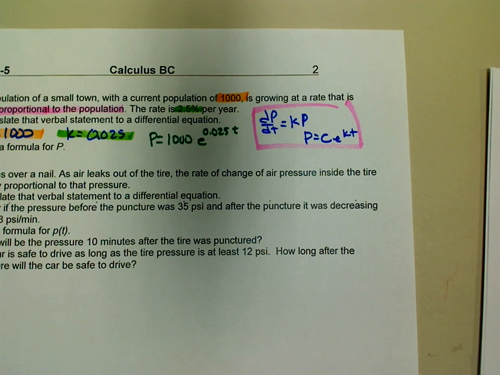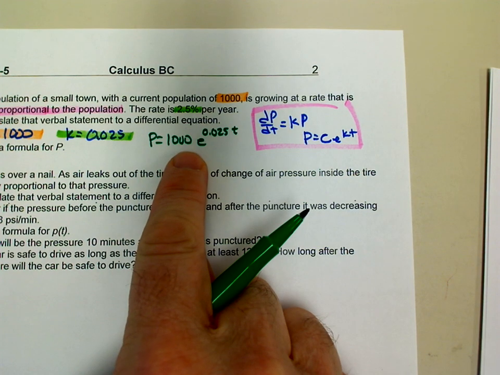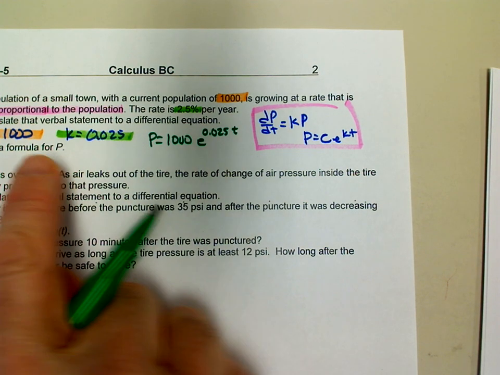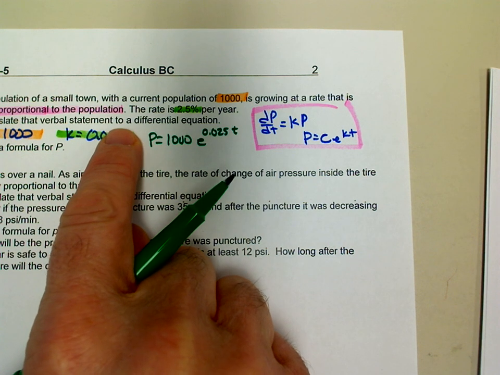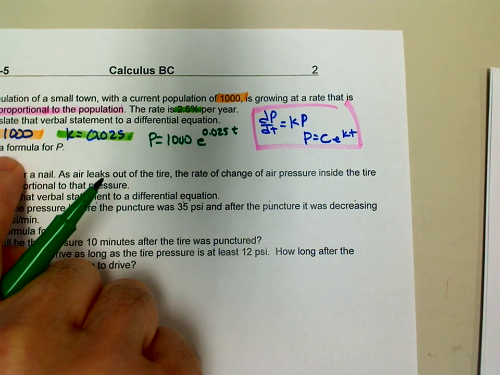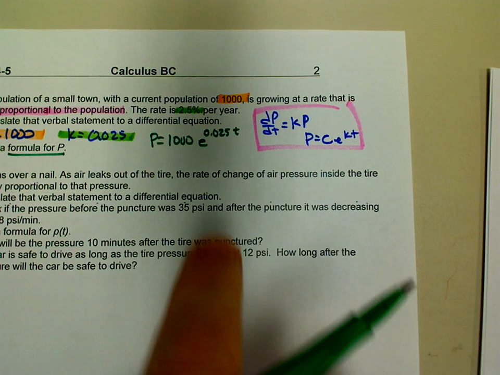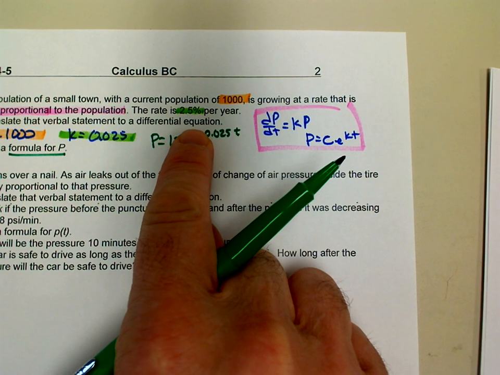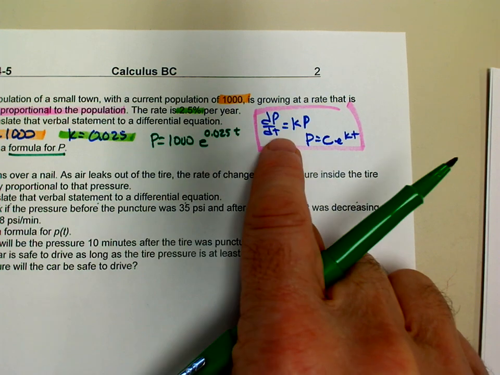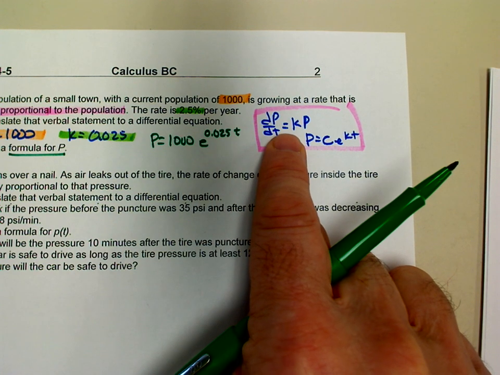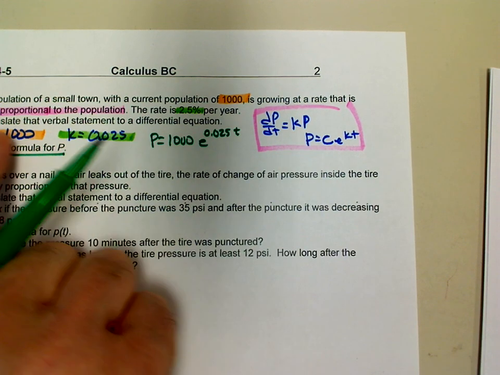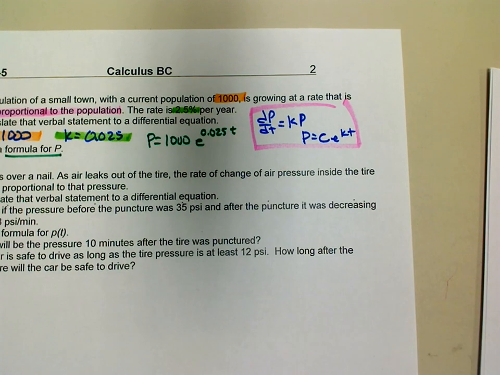Now, we can get that by just substituting that in. Oops, I'm sorry. I forgot to translate that to the differential equation. I answered the wrong question first. Okay. The formula for P is given here. The verbal statement for our differential equation would be this one: dP/dt is equal to k times P, directly proportional to the population.